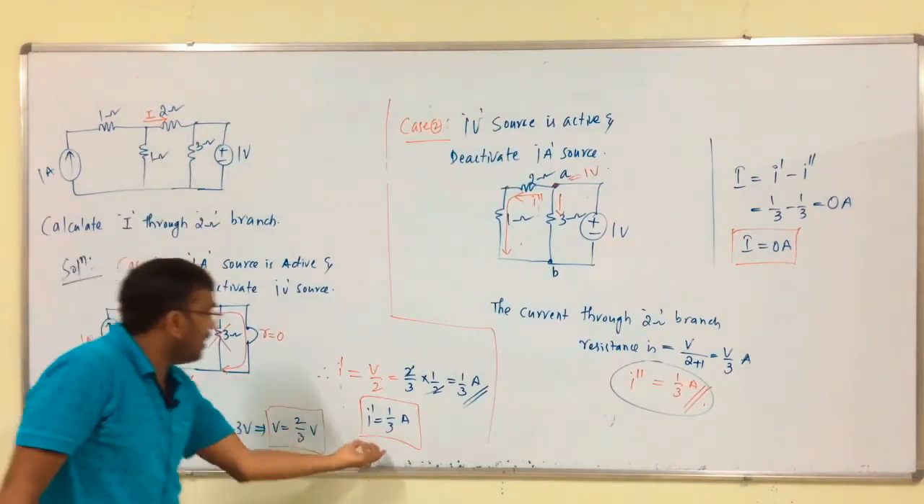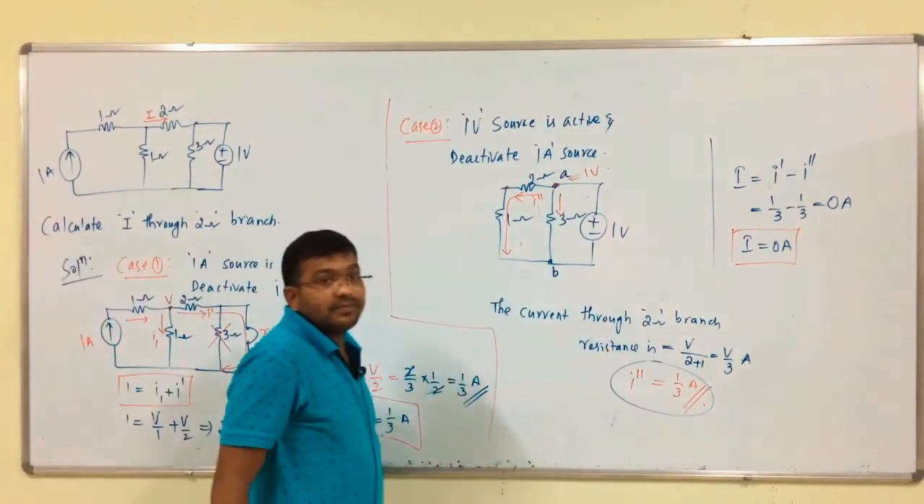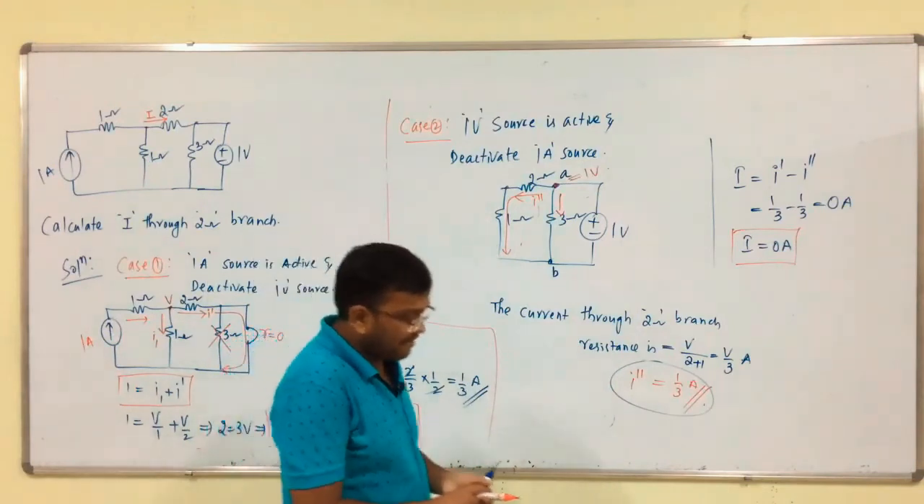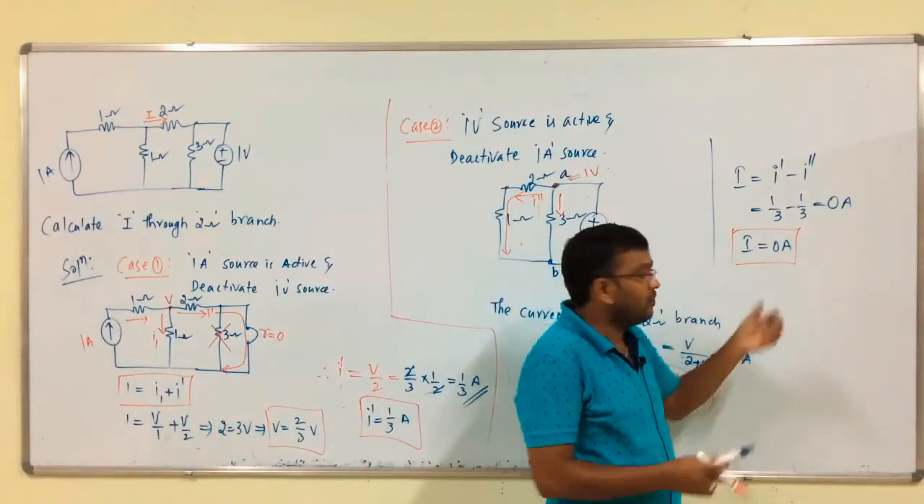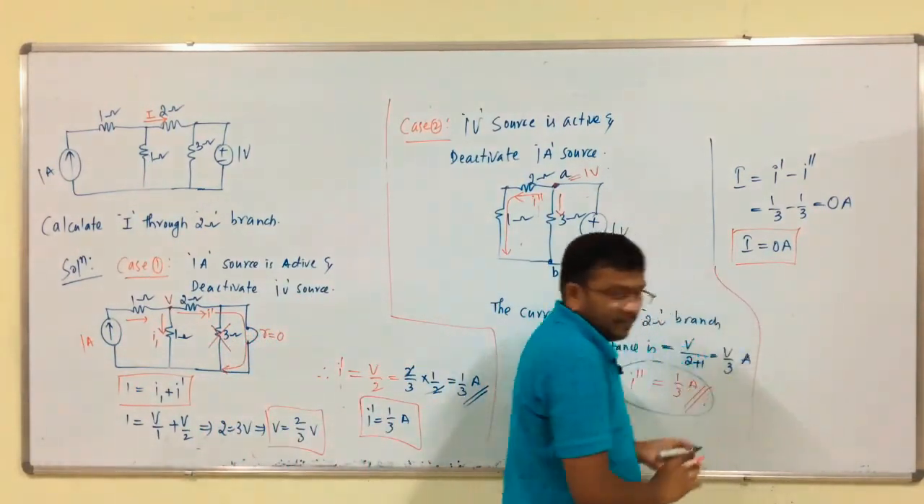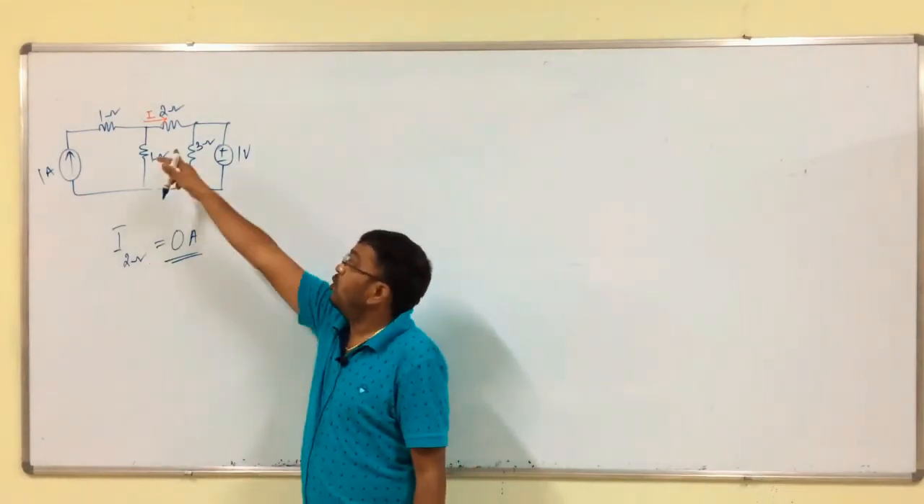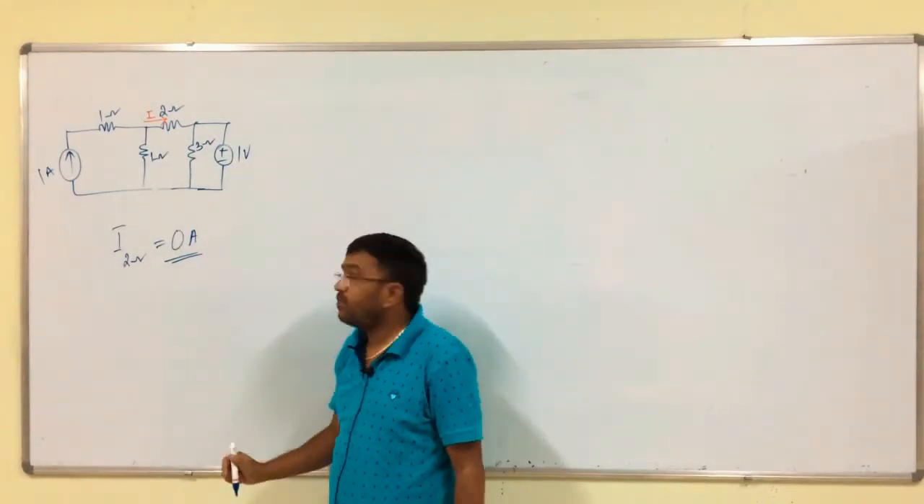So, from case 1 and case 2, we got the current through the 2 ohm branch as 0 amps. Now, we have to verify whether this is correct or not.